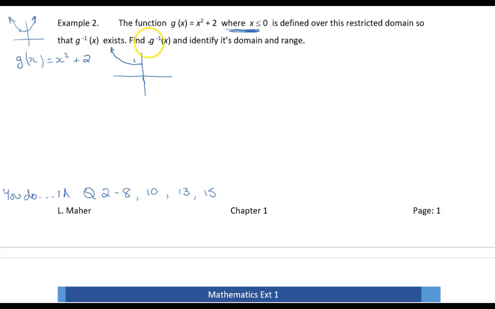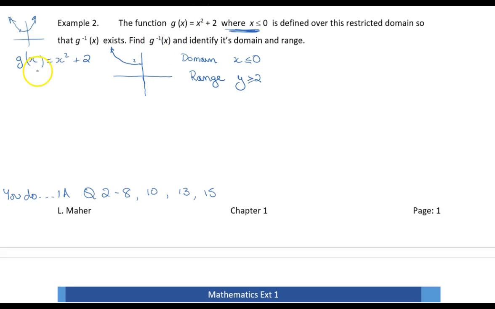Now, it says find g inverse of x and identify its domain and range. Let's identify the domain and range for the original function first. So the domain is x greater than or equal to 0, and the range is y values greater than or equal to 2.